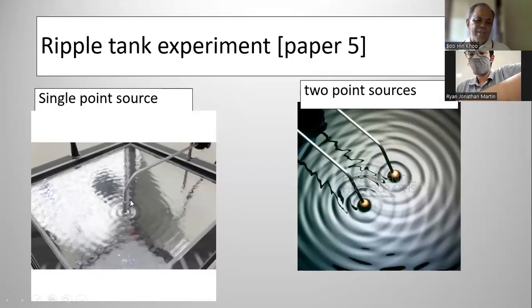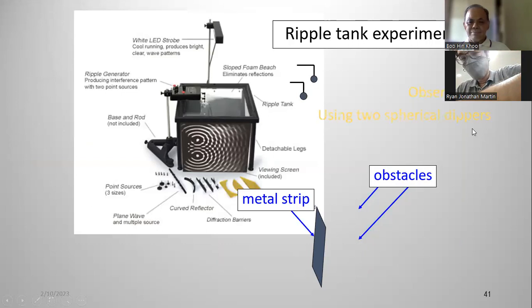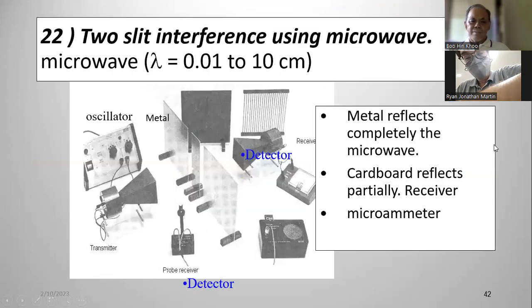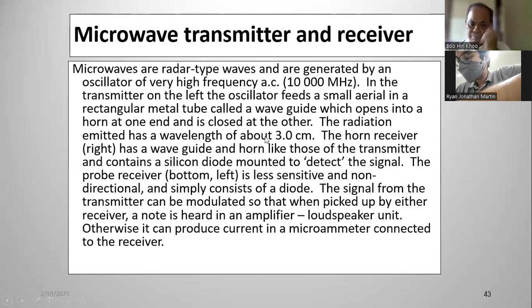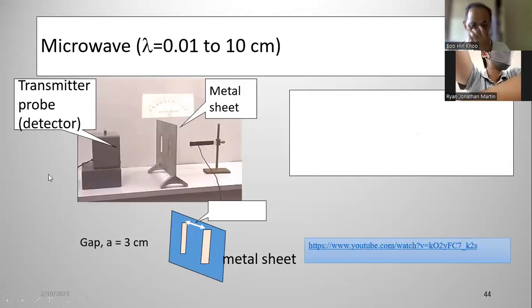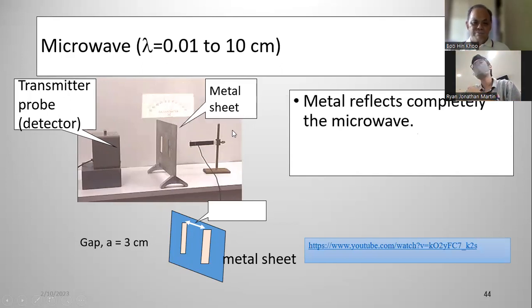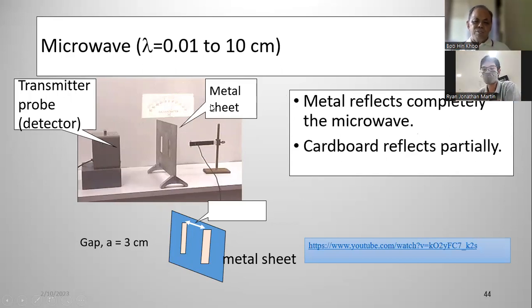We can use a point source if we want to show spreading of the wave, spherical waves, and then interference of two point sources using a ripple tank. You can use microwaves. This is your detector. This is your transmitter. Microwave has a frequency of about 10,000 megahertz. You need to remember microwave roughly the wavelength. That's the metal sheet. Metal reflects microwave completely. Cardboard reflects partially. That's why we use metal.